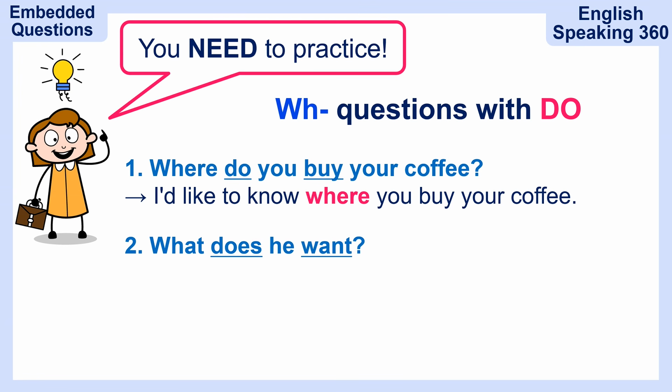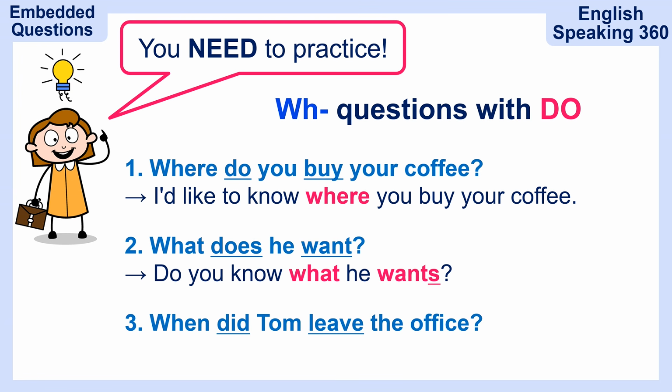Number 2. What does he want? Do you know? This is a very difficult question and many students get it wrong. Do you know what he wants? In this case, does disappears and the S moves to want, so it becomes wants. Do you know what he wants?